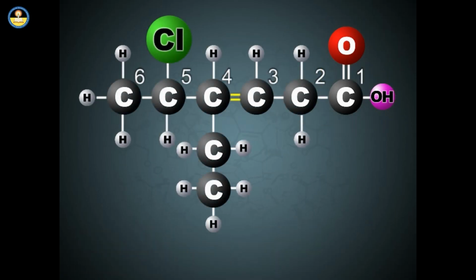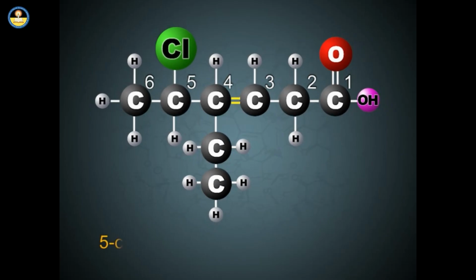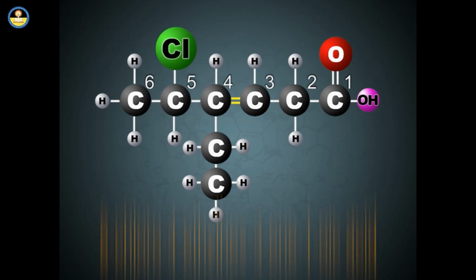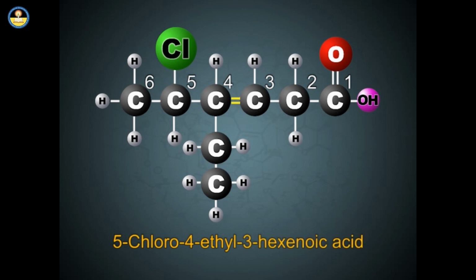Its IUPAC name can be written as 5-chloro, 4-ethyl hex, 3-ene, 1-oic acid. Hence, the IUPAC name of the compound is 5-chloro, 4-ethyl, 3-hexenoic acid.